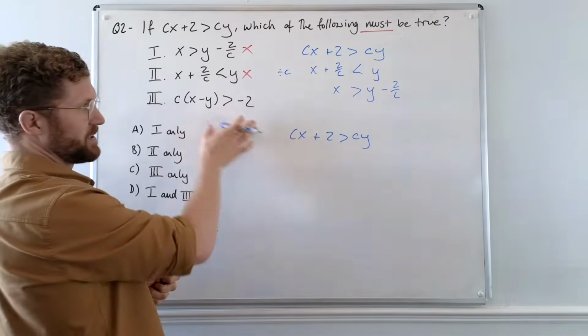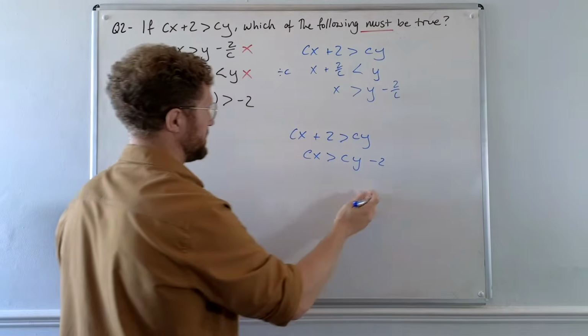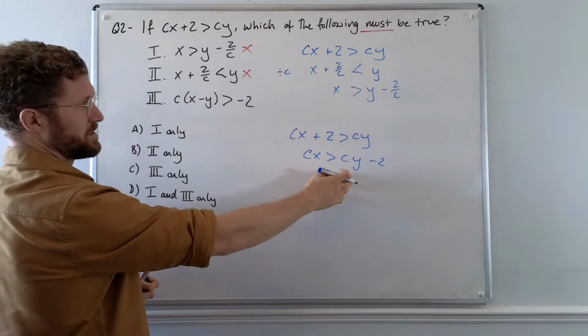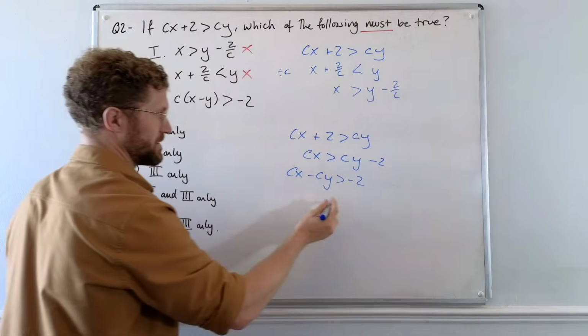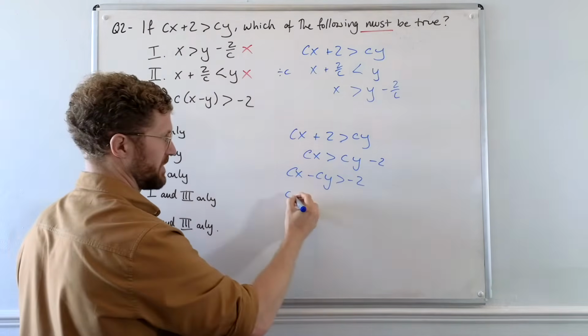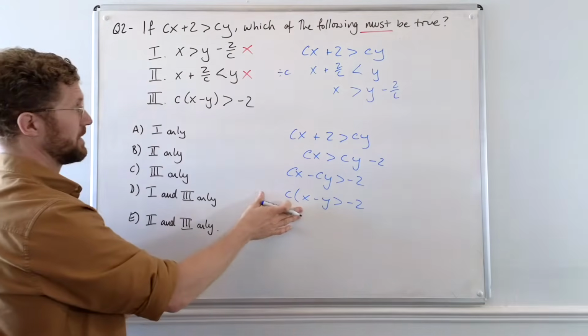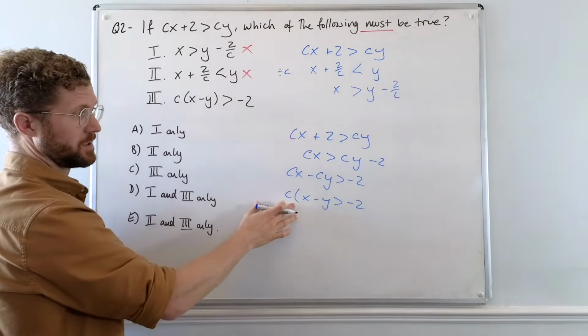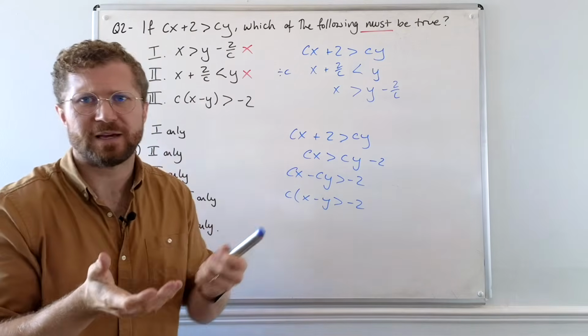All right, now 3 has a 2 on the other side, so let's take that 2 to the side, and it has all the y's on the left-hand side, so let's bring that across to the left-hand side, and then factor out the C, and I get from the start point to what's in number 3.